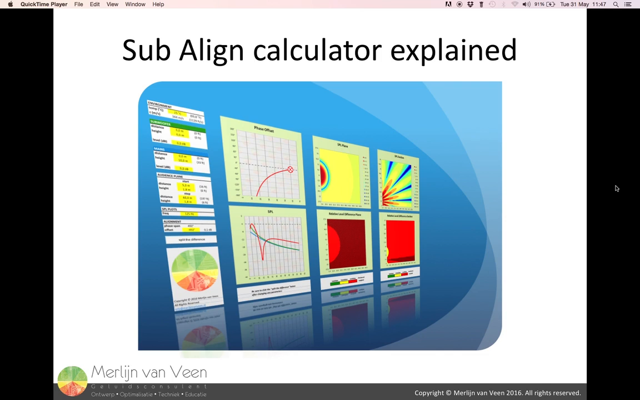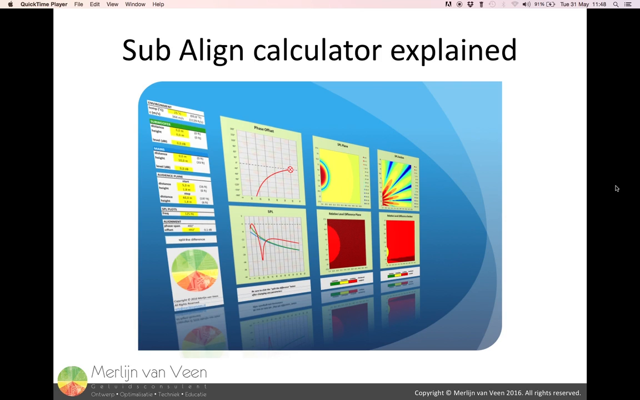I wrote the subalign calculator because, like most of my calculators, I was looking for a way to make these abstract concepts like phase and phase offset and phase shift tangible. And like most of you, I'm graphically inclined, so show me a good picture, and it will mean more to me than 1,000 words.